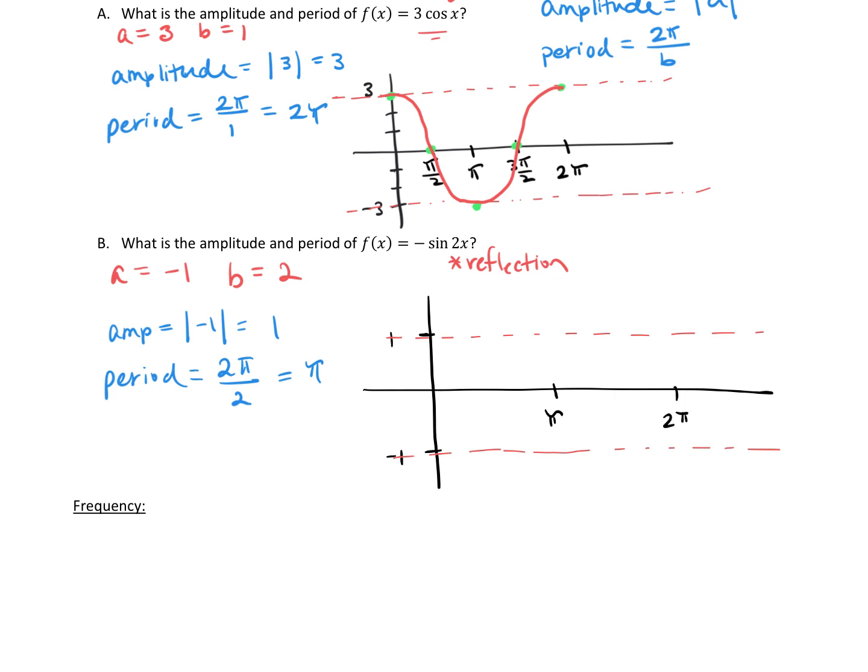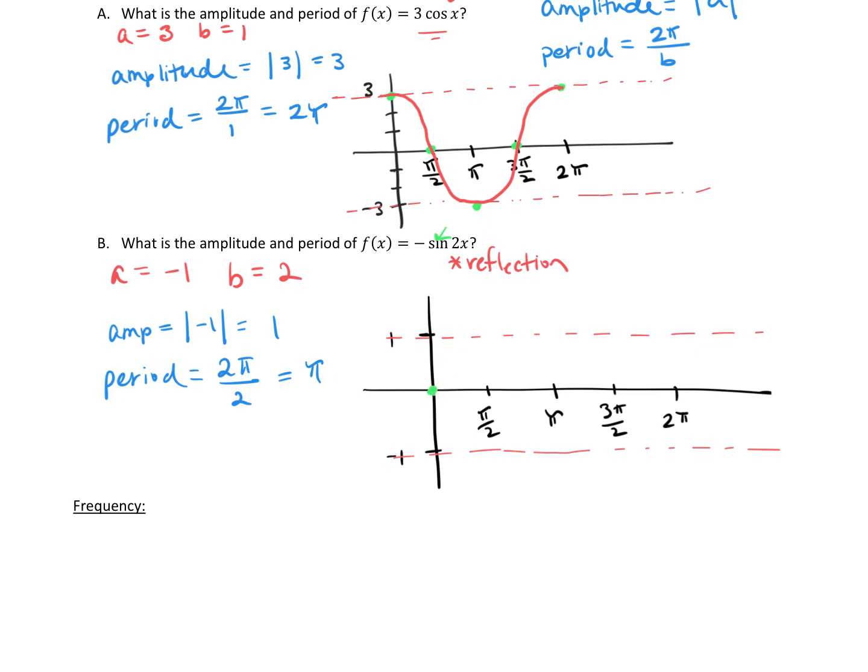Halfway between 0 and pi is pi over 2. Halfway between pi and 2 pi is 3 pi over 2. And let's plot some points. So your sine function will go through the origin. So the y-intercept is at the origin every time. Now, normally we would go up. Well, actually, let's not talk about that yet.